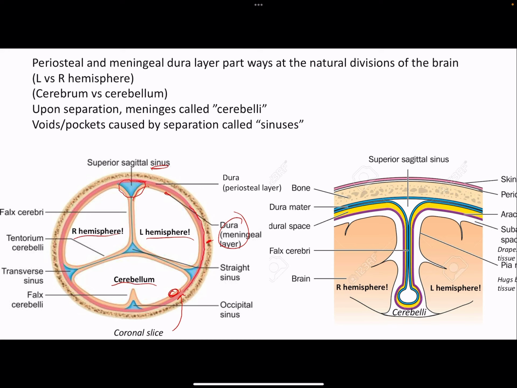Now, during these separations, this little area here is actually shown a little bit more closely here. These are known as cerebelli or cerebri, but this is where we're seeing the pia matter and the arachnoid matter and the meningeal dura all sort of coming together. Again, completely natural division of the brain.